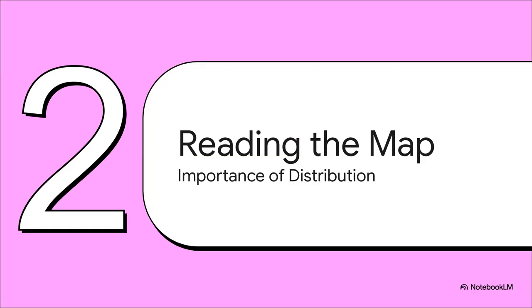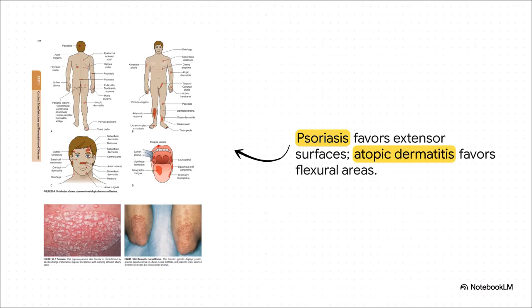Okay, so we've got the what, the basic types of lesions. Now it's time for the where. And trust me, the where is sometimes even more important. This is all about reading the map of the body, because where a rash decides to show up, well, that tells you a ton. Check this out.